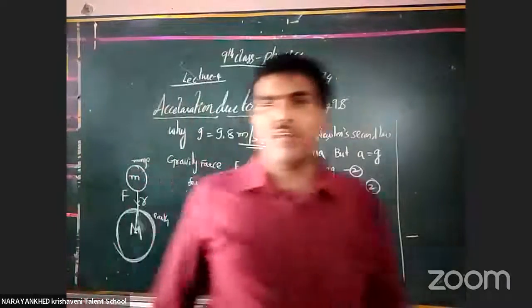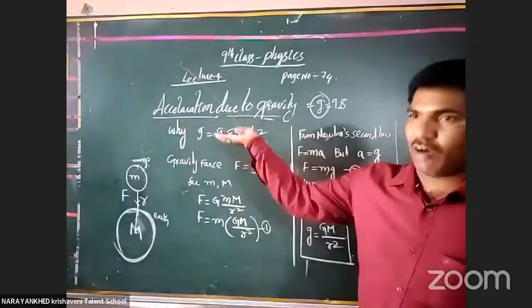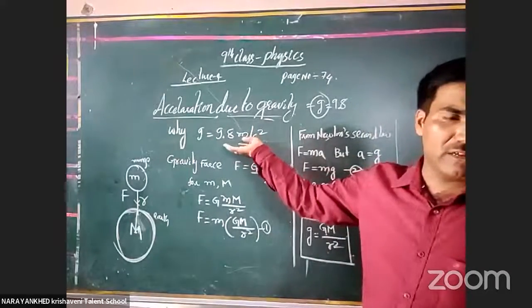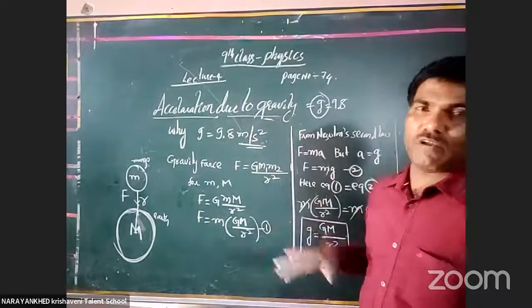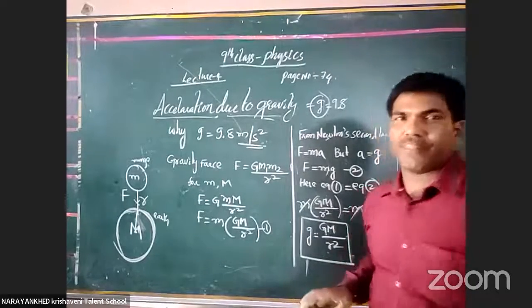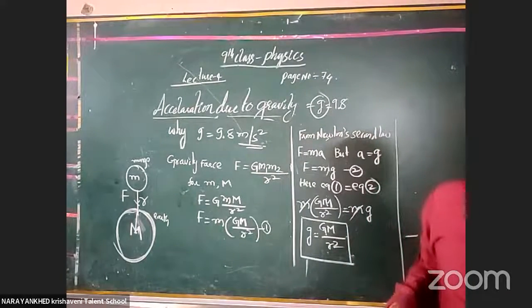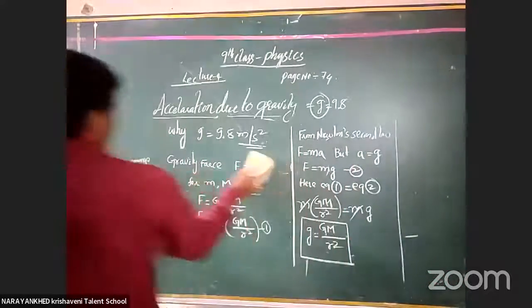Understood, all the students? First, we have to know why we wrote the g value. That is why I have given this. Then after that we go with the equations of motion. Yeah, listen carefully after this.